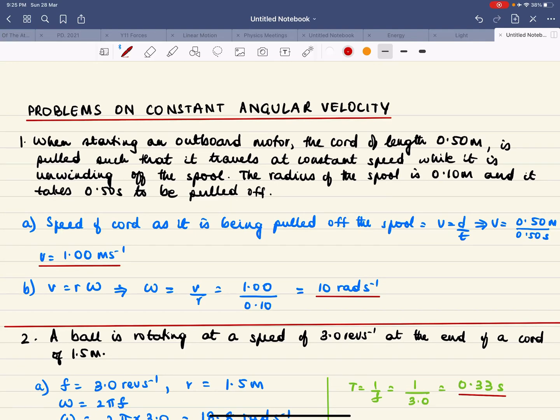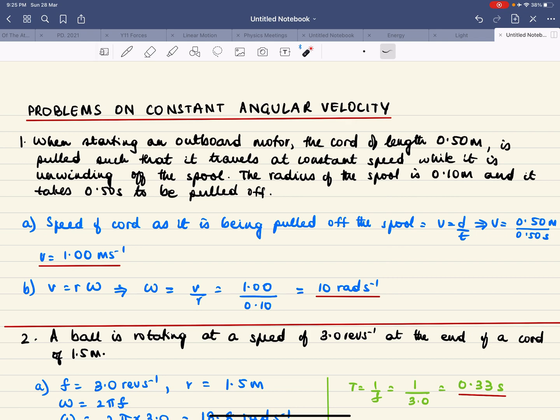Hi, I'm just going to talk through these questions on constant angular velocity, which you could do once you've watched my two videos on the introduction to rotational motion. So I'll read through the questions and I'll talk you through the answers.